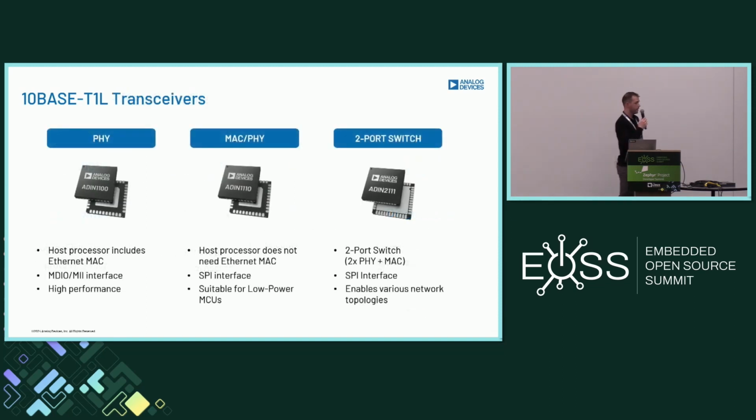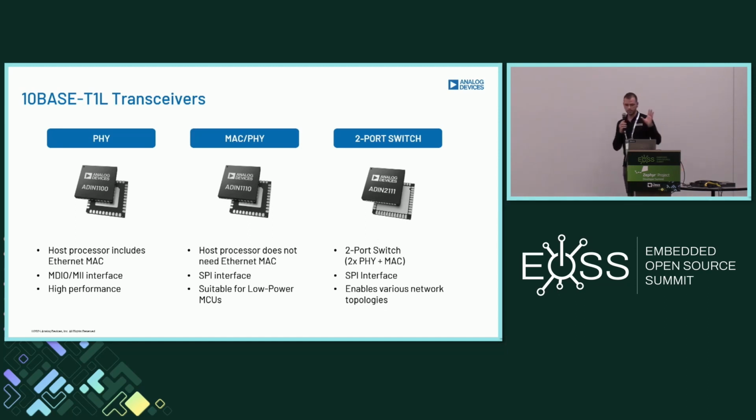Okay, so at ADI we have a portfolio of 10BASE-T1L transceiver products. There's 3 in total. So just to quickly highlight what these are, and to give context to the software piece, there is a PHY, a MAC PHY, and a 2-port switch. Each has a slightly different use case and application depending on what you're trying to do. The PHY will be primarily used in more high-performance applications where a more high-performance processor is in place. The requirement here is that your processor has an onboard Ethernet MAC, and so the interface between the processor and this PHY will be done using RMII.